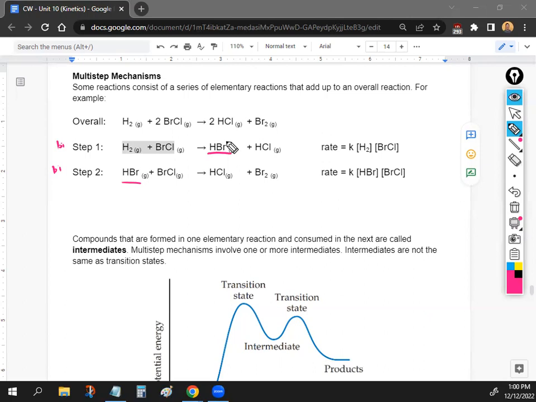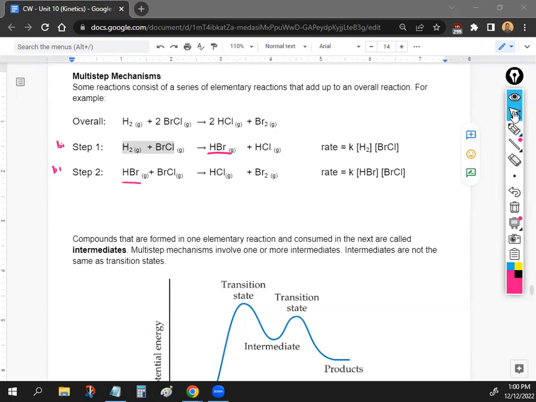Okay. Is there even a way to figure out the steps? No, it's all experimental. And so you will never be asked to write the elementary steps unless you get a substantial amount of information about the reaction. Or if they say it's like a single step. Yeah. Something like that.